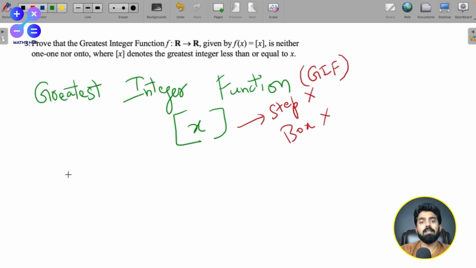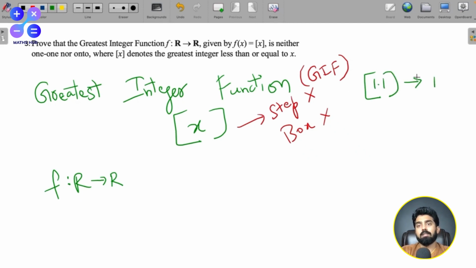So we need to prove that this function, which is going from the set of real numbers to real numbers, is neither 1 to 1 nor onto. And this is equal to the greatest integer less than or equal to x. So for example, the way this function works is, if x is taken as 1.1, then this function would give you 1. It is equal to the greatest integer less than or equal to x. So if you have the step of 5, that would be 5.